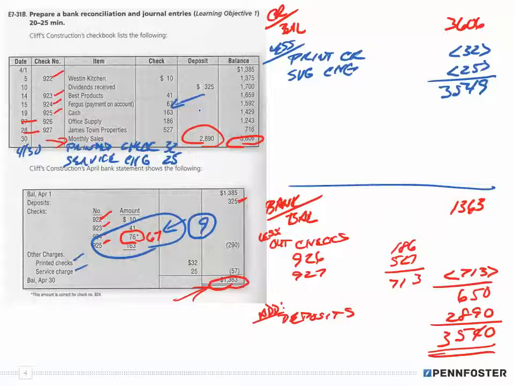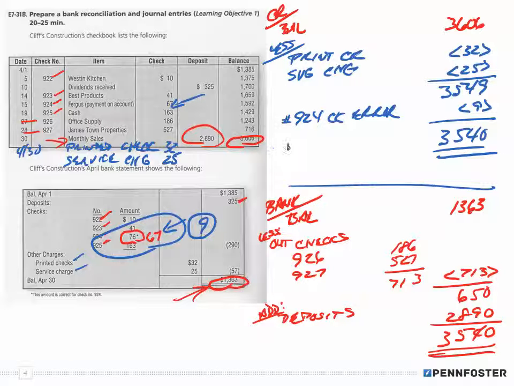So since you have this $9 error for check number 924, I'm just going to write check error, and that is in the amount of $9. We're deducting $9 more because it should be 76 and not 67. So when I make that deduction, I end up with 3540, which is my final balance. And I can just write ending balance here.